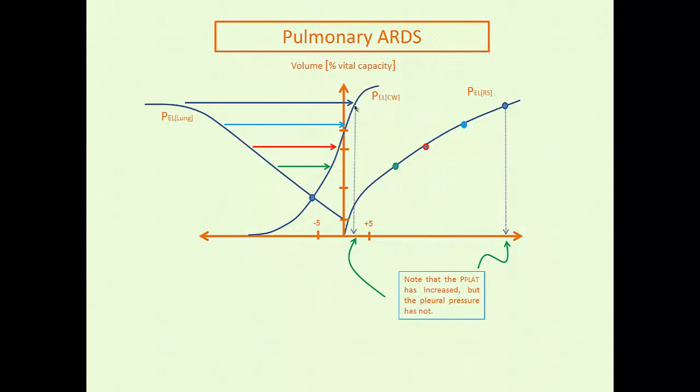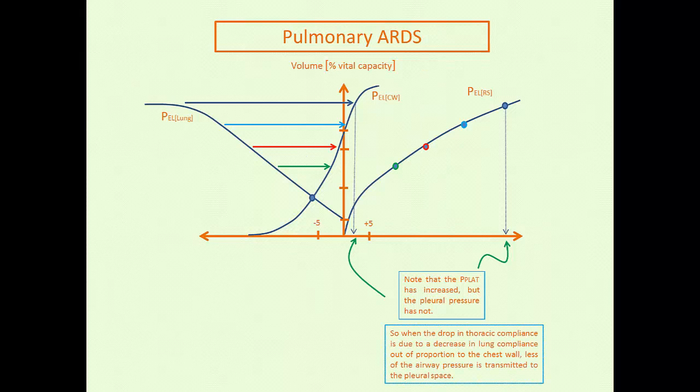So really, in the heavily sedated and potentially paralyzed patient, what determines intrathoracic pressure is, in the numerator, the tidal volume, and that's what essentially you dial into the ventilator in a volume-limited mode of ventilation, over the chest wall compliance in the denominator. So in this patient, when the drop in the thoracic compliance, or the thoracic compliance is synonymous with respiratory system compliance, is due to a drop in the lung compliance, less of the airway pressure is transmitted to the intrathoracic space.